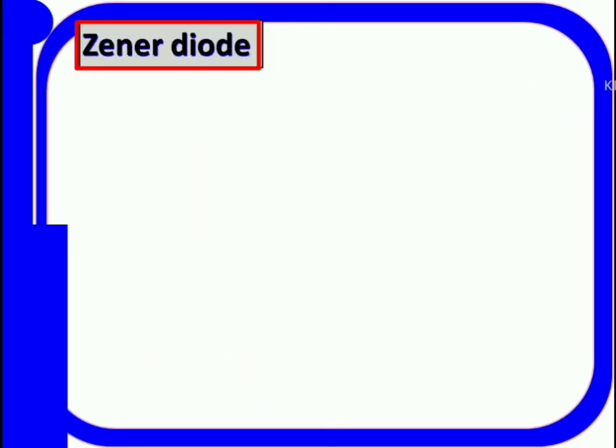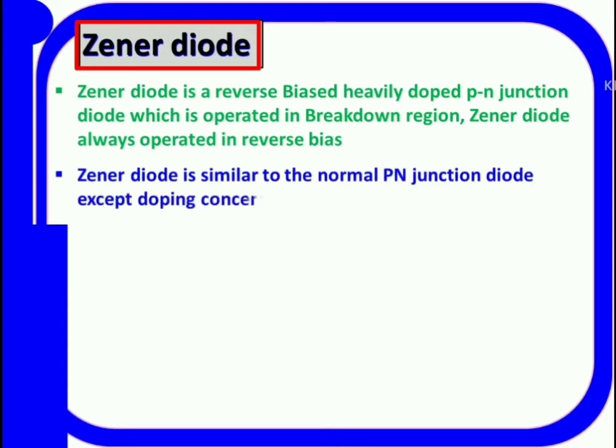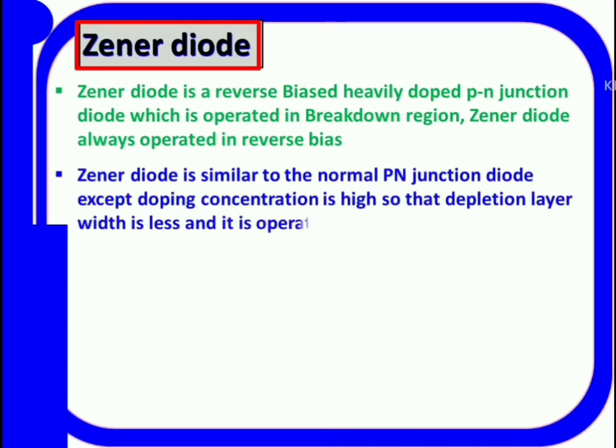Now, the definition of a Zener diode is: a Zener diode is a reverse biased, heavily doped PN junction diode which is operated in the breakdown region. A Zener diode is always operated in reverse bias. So the proper definition is, a Zener diode is a normal PN junction diode which is heavily doped and it is always operated in reverse bias under the breakdown region. So a Zener diode looks the same as a PN diode, the only difference is, number 1, doping is high, and number 2, it is always operated in reverse bias only.